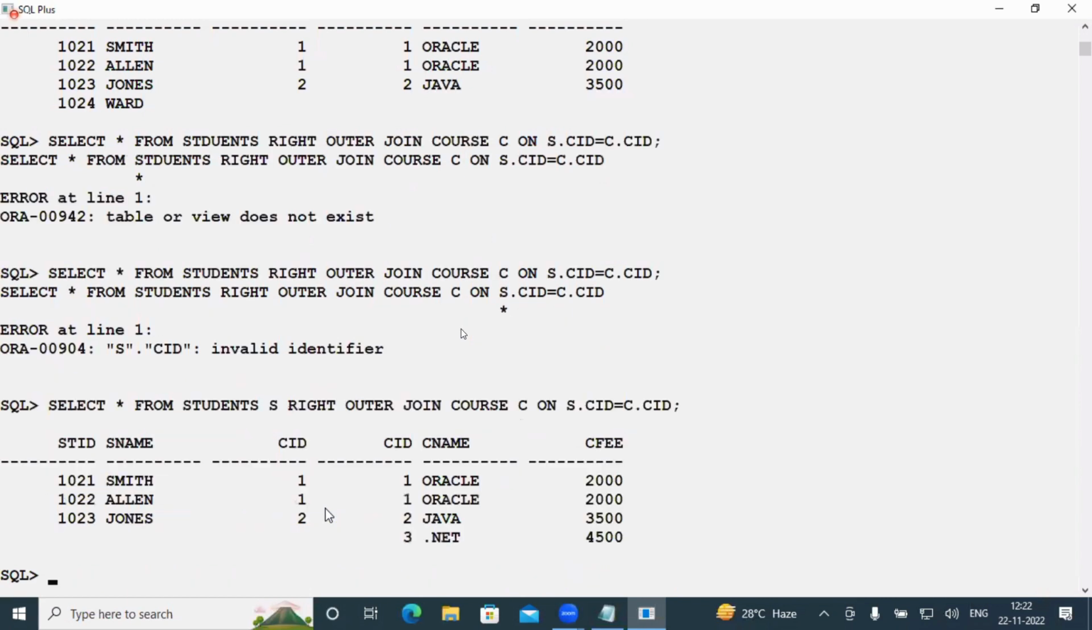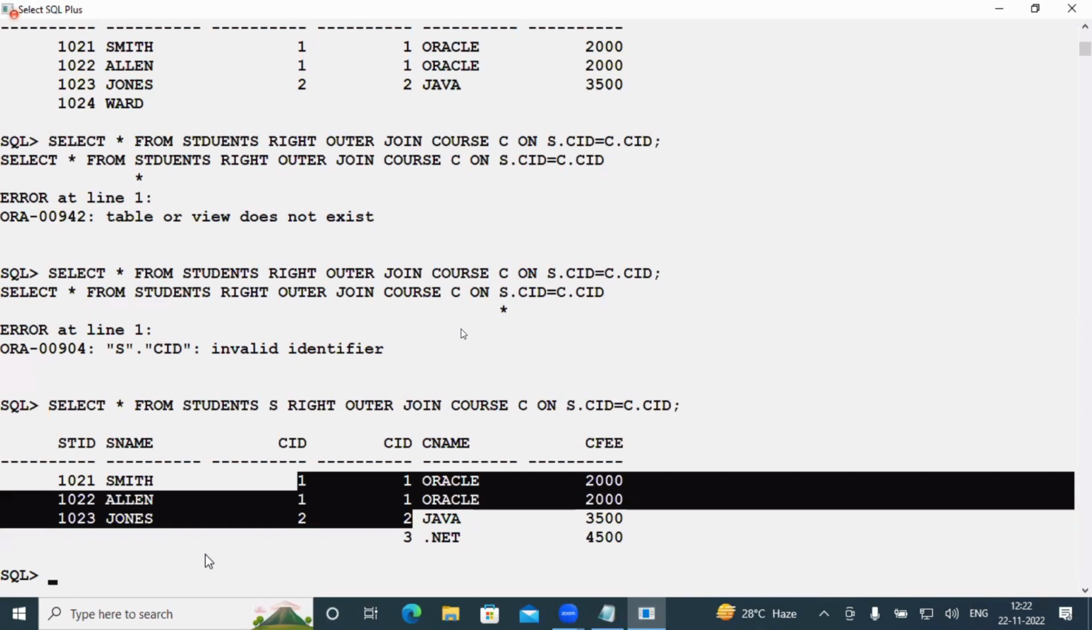So now in this case, you can see student and course, these two tables. On my right side, I kept the course table, and it is a right outer join. The right side course table is getting matching rows and unmatching rows also, but the left side table is getting only matching rows. That means matching rows from both tables, but unmatching rows we are getting from the right side table only. That is called a right outer join.